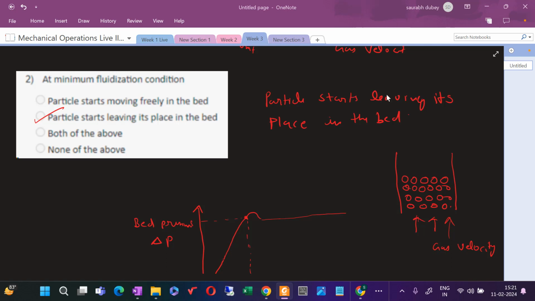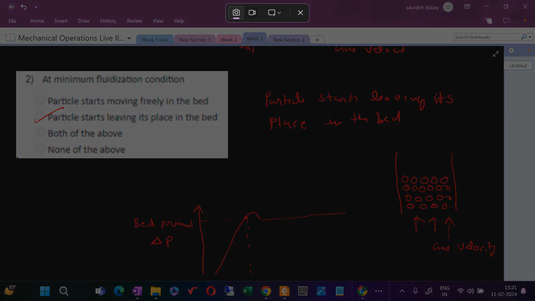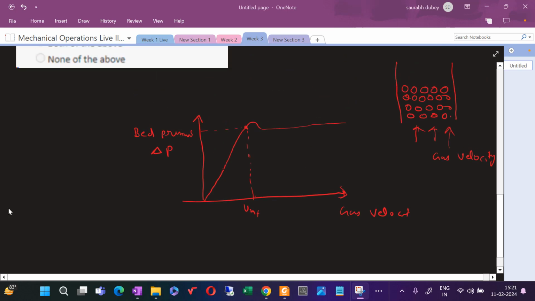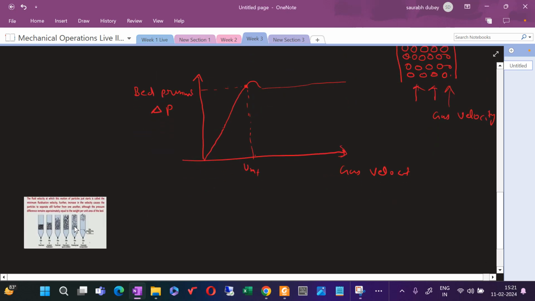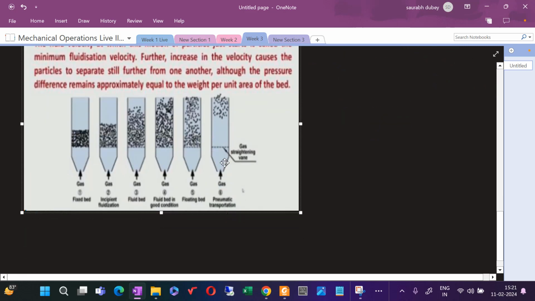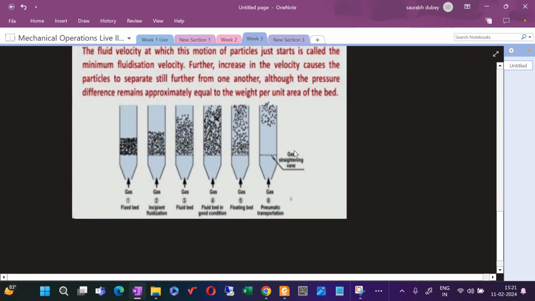This particular explanation was given in the slide in the first lecture. I will put that up first, and then it will be easy for me to explain. Here you see this. Initially the bed was packed, and the gas velocity was incrementing. Gradually, you see that at the end there is pneumatic transport, which has a clearly different application.